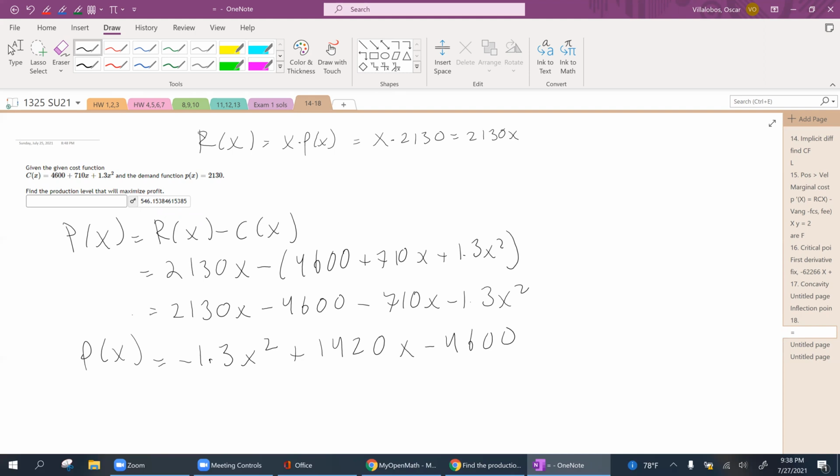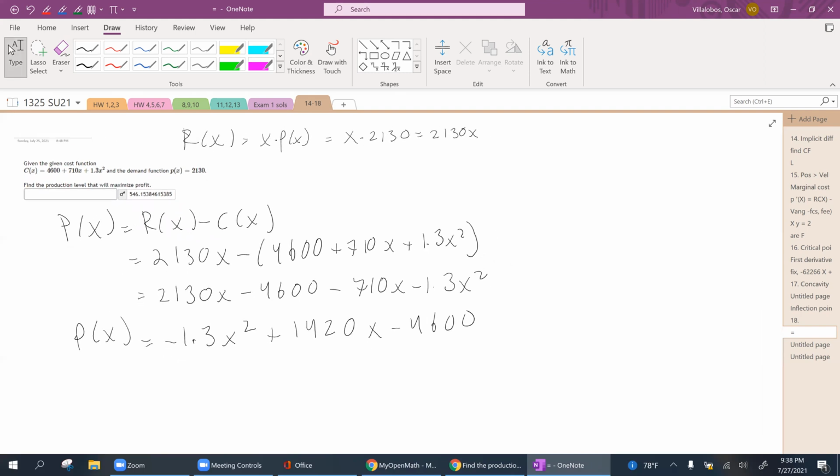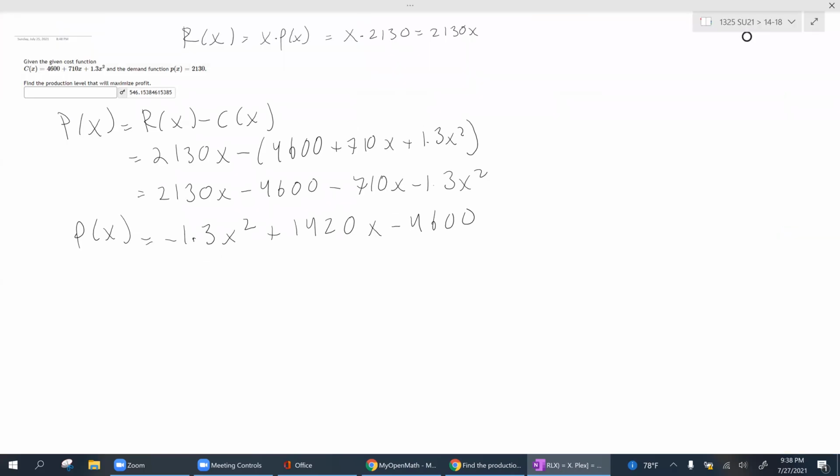I want to know when this is going to be maximized. Which x value is going to cause me to have maximum profit? Well, this is what we've been doing with this entire section, with this homework week: you take the first derivative and you set it equal to 0. So this here would be negative 2.6x plus 1420. I'm going to set this equal to 0, meaning I'm trying to solve for x, so I'm going to subtract 1420 from both sides.